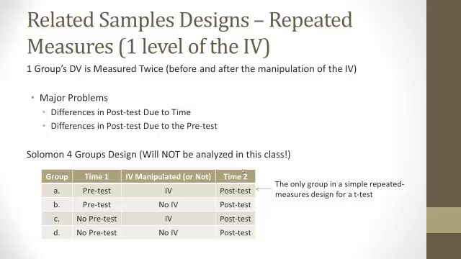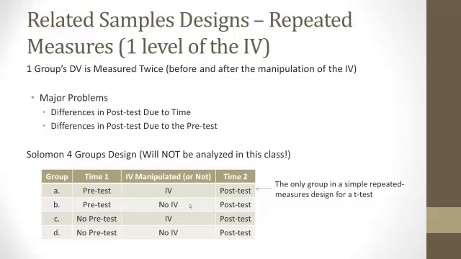So there is a really fancy and very strong design called the Solomon Four Groups design. I'm not going to make you responsible for this design and for analyzing the type of data that you would have for this design. In this class, this requires a mixed factor ANOVA, which we aren't going to be doing. That's way beyond the scope of this class.